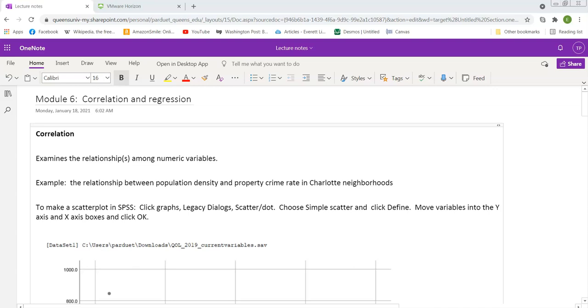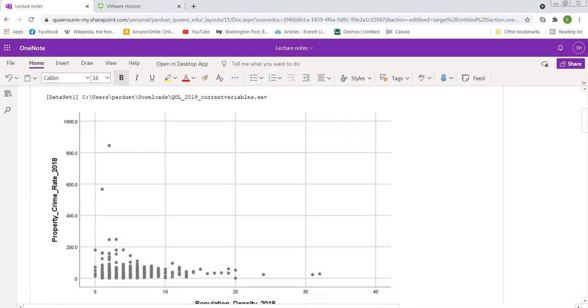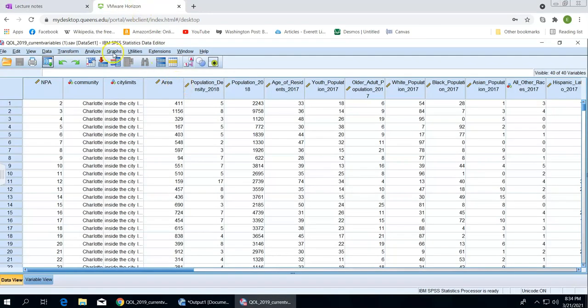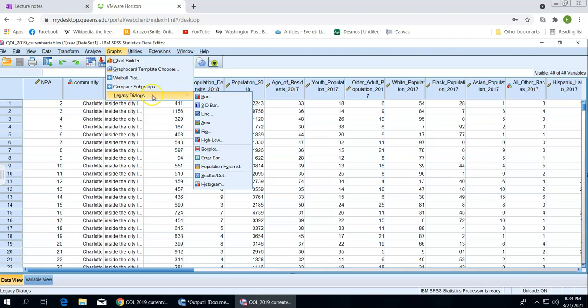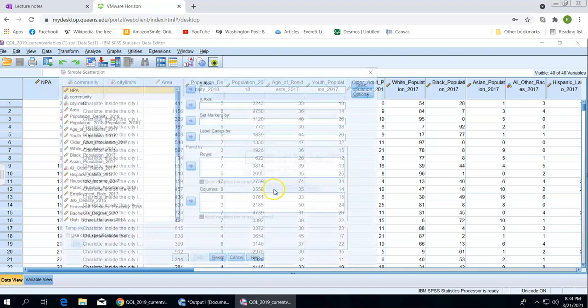Before we do anything else, anytime you run a correlation, you first want to get a visual of the data. So you want to see a scatter plot. To look at a scatter plot in SPSS, we're going to do Graphs, Legacy Dialogs, Scatter/Dot, and we're going to pick Simple Scatter and click Define.